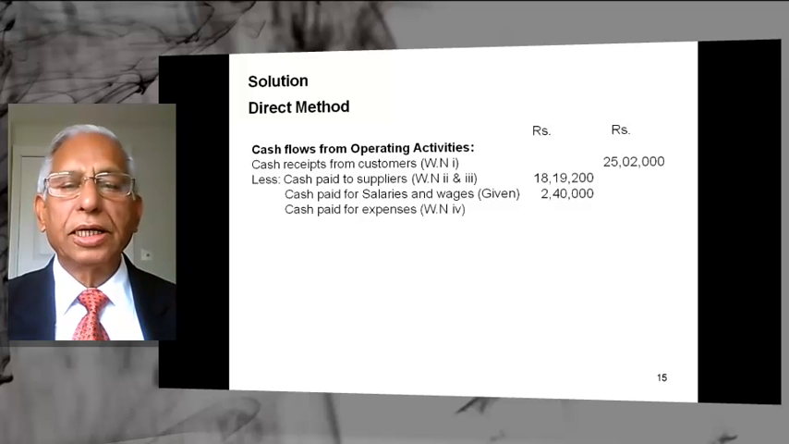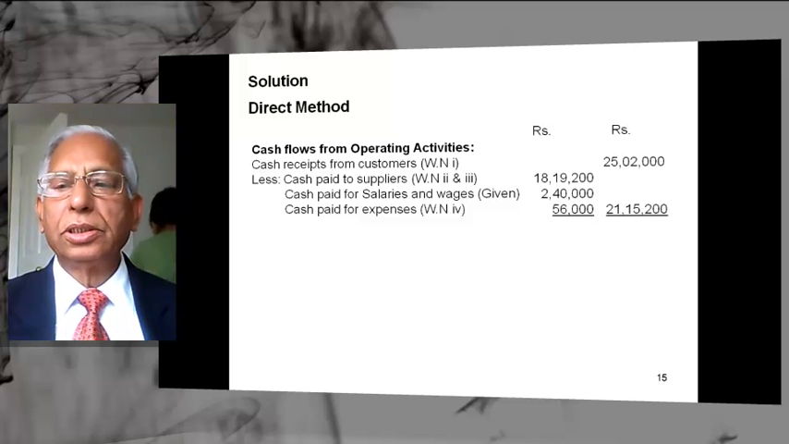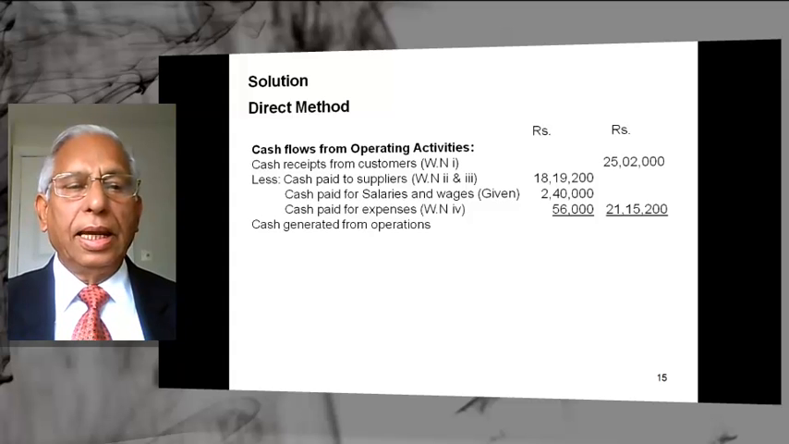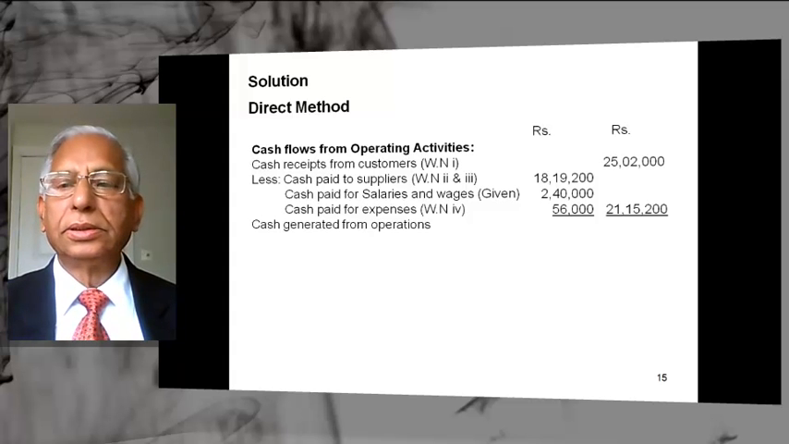Now cash paid for expenses. This we have calculated because there were some adjustments required. So this appears in working note 4. I will just show you all the working notes. This item comes 56,000 rupees. Total of this comes 21 lakh 15,200. Cash generated from operations comes 3 lakh 86,800.